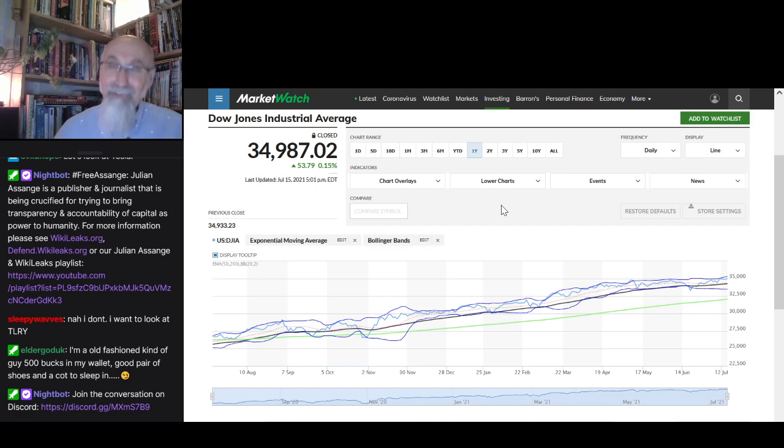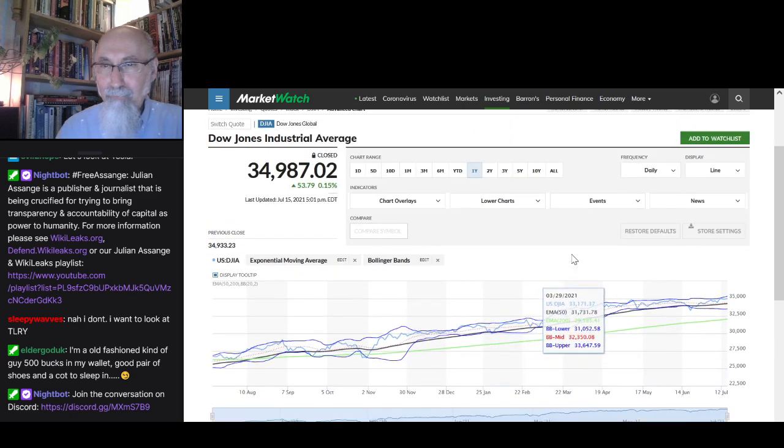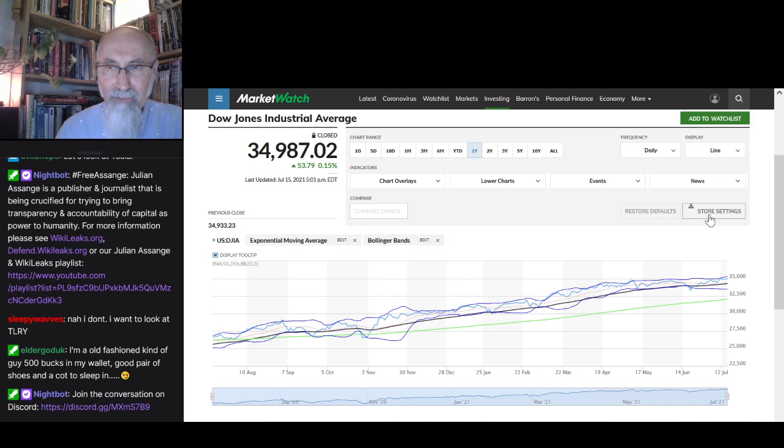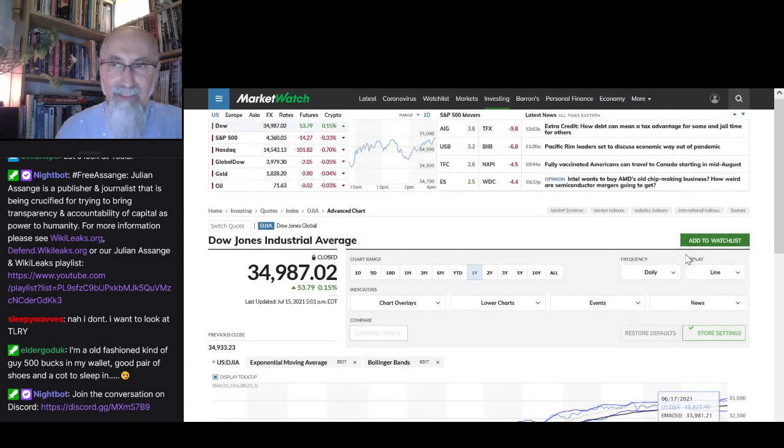Which one do we want? We can take a look at both of them. Let's look at Tesla first. So we can save this, store the setting. Check this out. In here, it's got a store setting. I just played around with this today, right? So we're storing the setting. It's got that thing set up here.